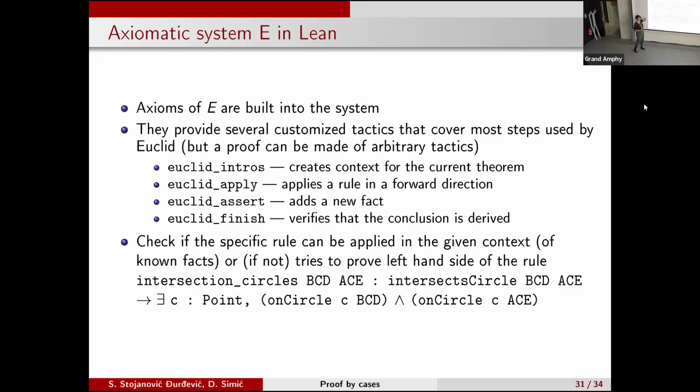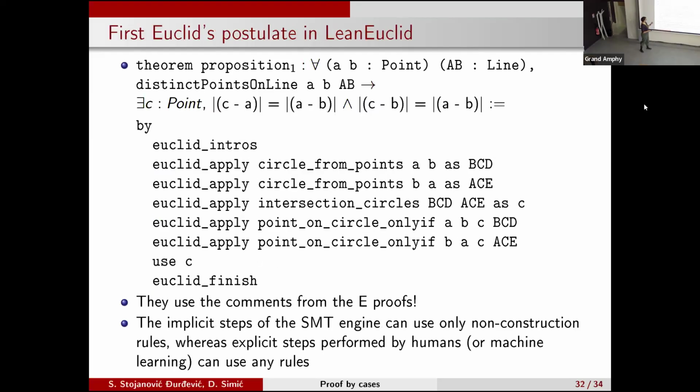But the things that they allow are those comments in the brackets. The one that Avigad and his group say is not part of the proof when he's writing proofs with the axiomatic system E. They are actually using it, because this is a proof of the same proposition written in their system.